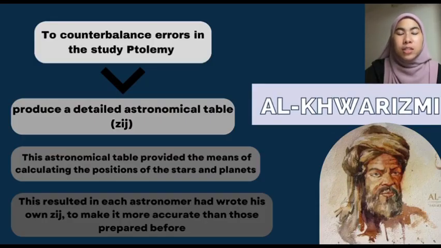Next, we are going to discuss the second scholar, which is Al-Khwarizmi. What Al-Khwarizmi did was to counterbalance errors in the Ptolemaic study, where he produced a detailed astronomical table, as mentioned before, called Zich. This table provided the means of calculating the positions of the stars and the planets. This resulted in each astronomer writing his own Zich and making it more accurate than those made by the previous astronomical scholars.